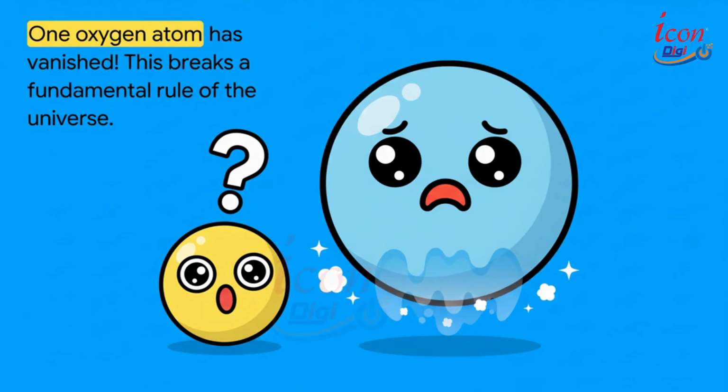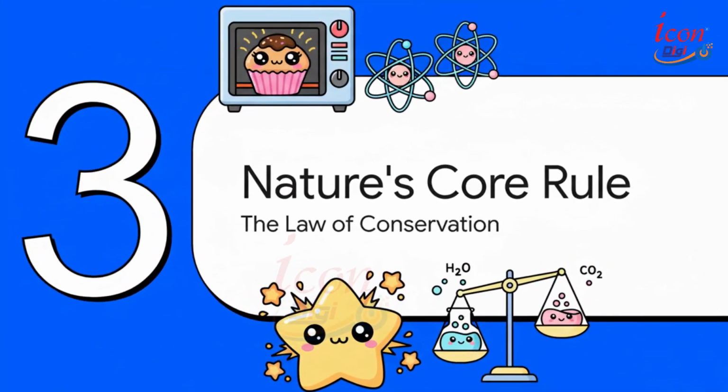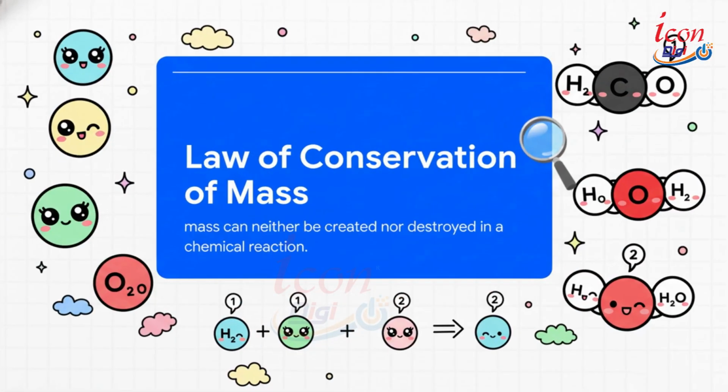Whoa, hold on a second. What just happened? An entire oxygen atom has just vanished? It's gone. Our neat little equation is basically telling us that matter just disappeared. And that? Well, that's just not possible. It literally breaks one of the most fundamental rules of the entire universe. And this brings us to one of the most important principles in all of science. I'm talking about a law that governs everything from baking a cake in your kitchen to a star exploding light years away. And here it is, the law of conservation of mass.